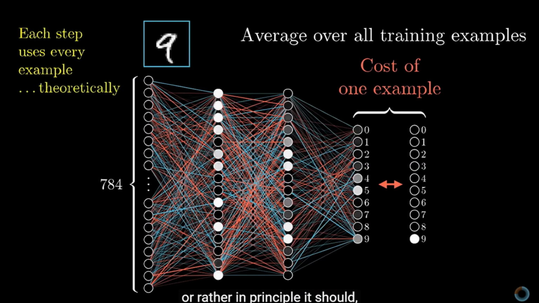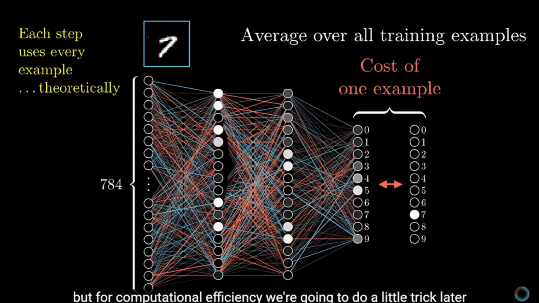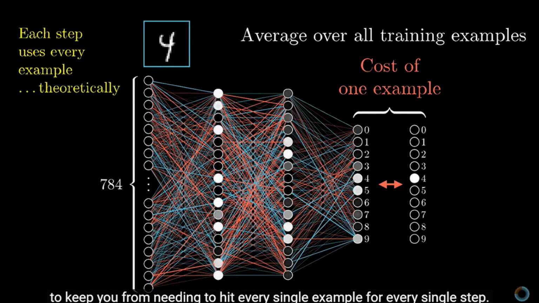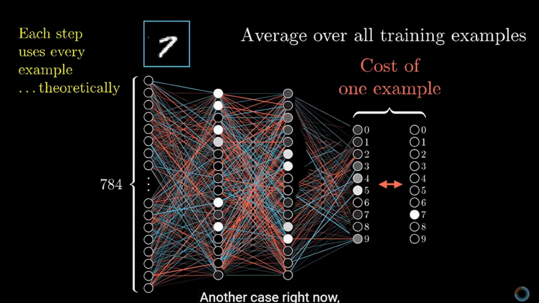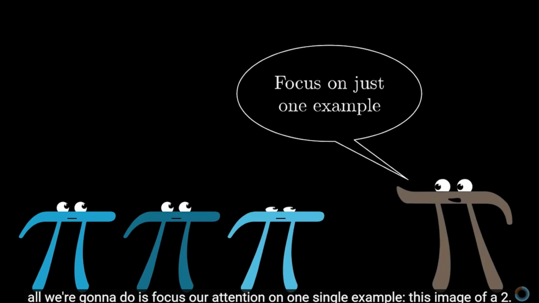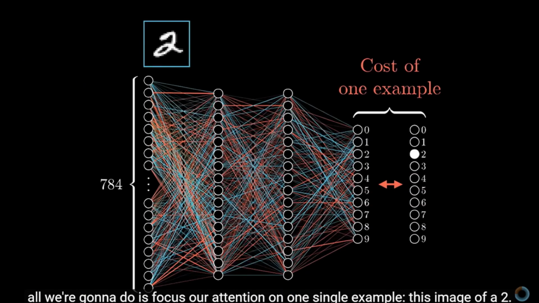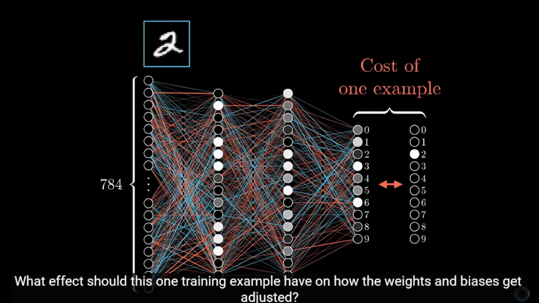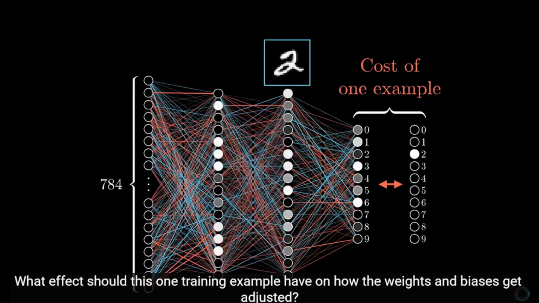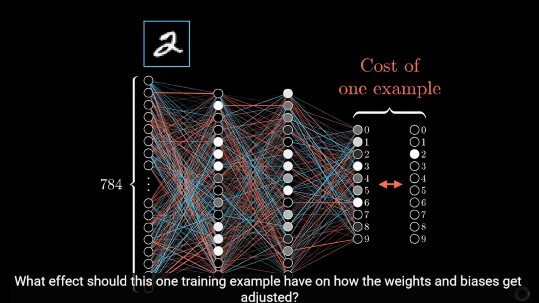Or rather, in principle it should, but for computational efficiency, we're going to do a little trick later to keep you from needing to hit every single example for every single step. In either case, right now, all we're going to do is focus our attention on one single example, this image of a 2. What effect should this one training example have on how the weights and biases get adjusted?